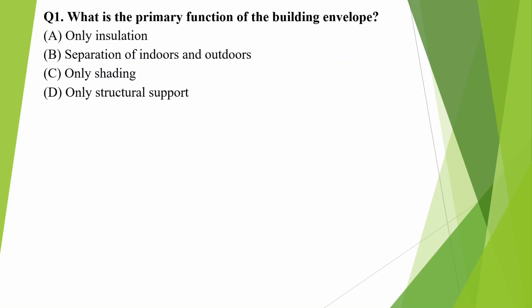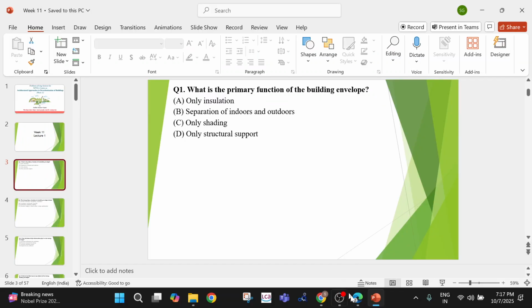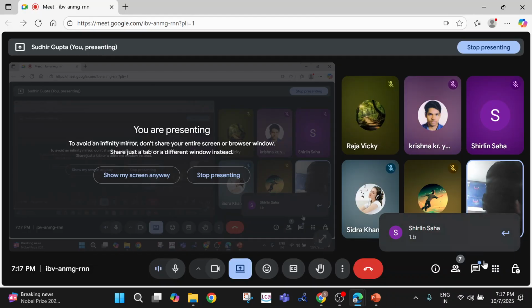So I hope most of you have already answered this question or given your answers, whoever knew the answer. Let me see how many of you have given your opinion for question number 1. Whoever is answering, first of all, you have to write the question number and then the option that you think is the final answer for question number 1.